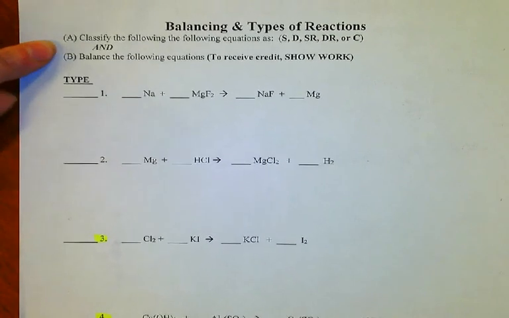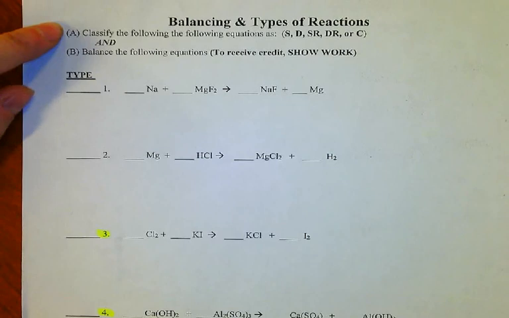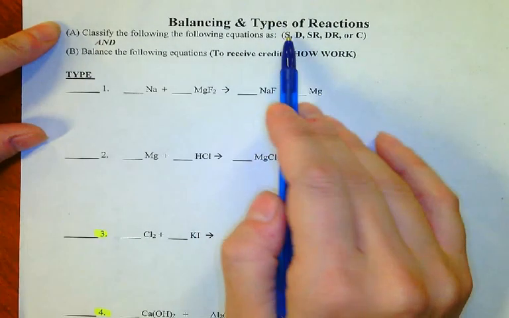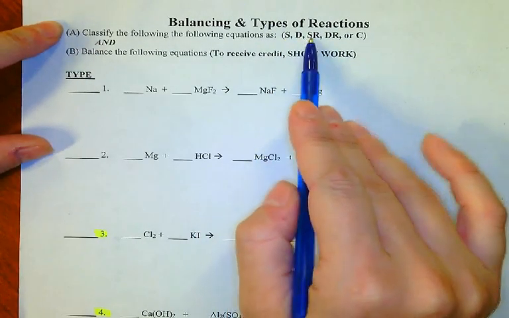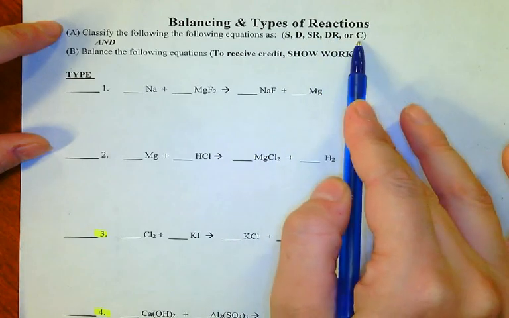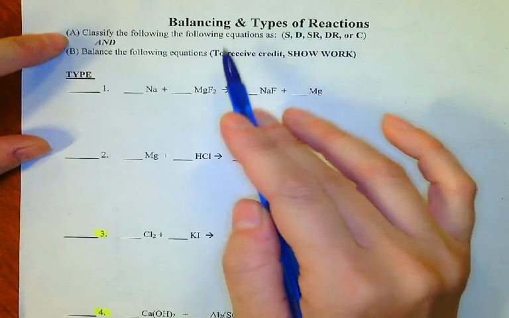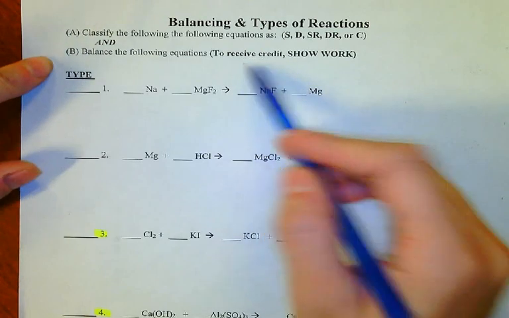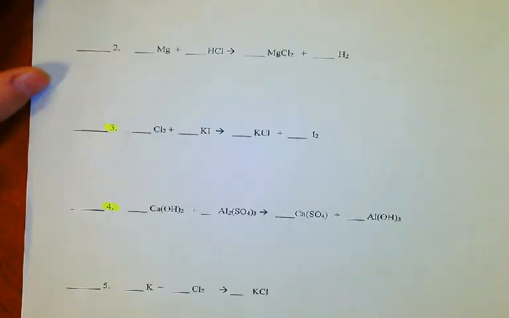Okay, so they're asking us to do two things on this assignment. A, classify the following equations as synthesis, decomposition, single replacement, double replacement, or combustion. Okay, and then it says to balance. And in order to get credit, you need to be showing some work.